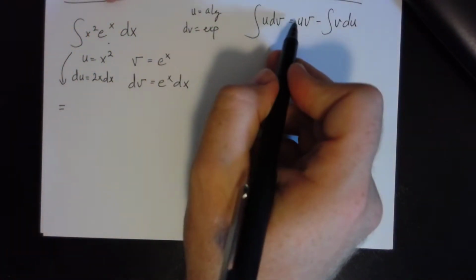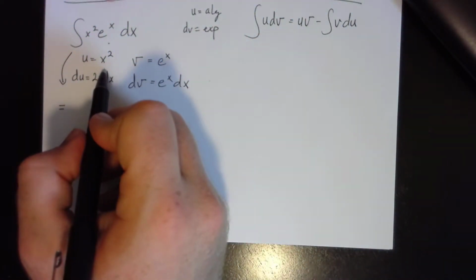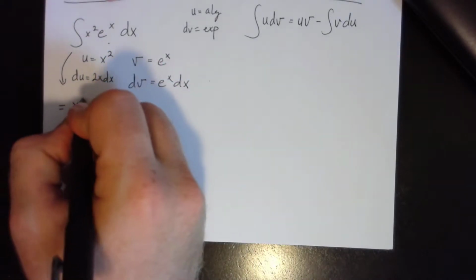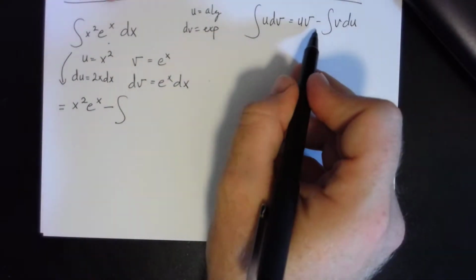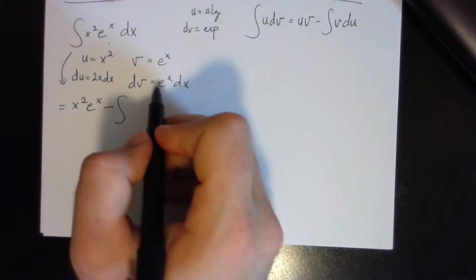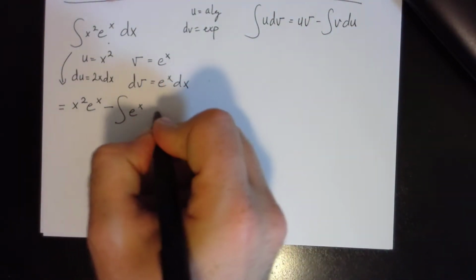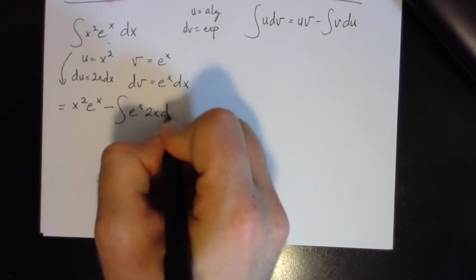So this is equal to, again, uv. U is x squared, v is e to the x. So I'm going to have x squared e to the x minus the integral, again, because that's what the formula is, minus the integral of v du. So v is e to the x, du is 2x dx.